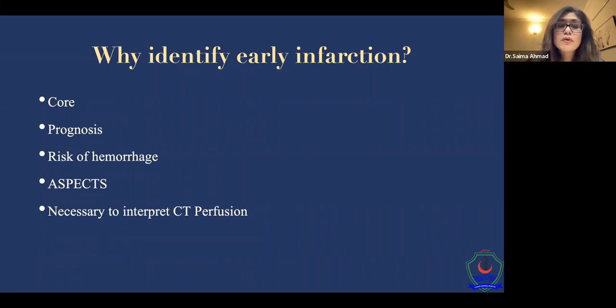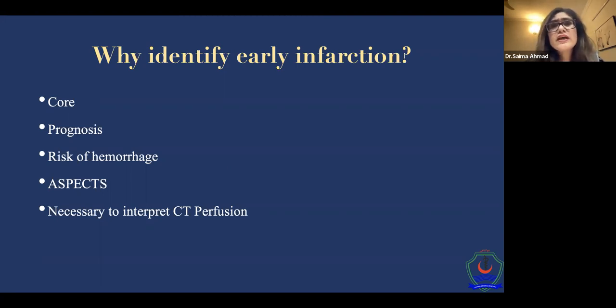Because we want to know about the core. Why do we want to know about the core? We want to know about the core because core is already dead tissue, and when we have a large amount of the already dead tissue, there will be an increased incidence of symptomatic hemorrhage later on. And then we need to look at the ASPECTS.